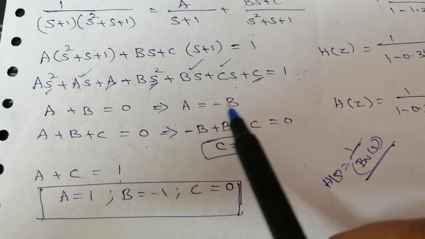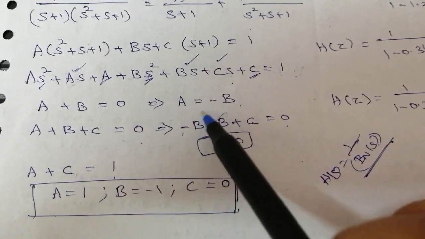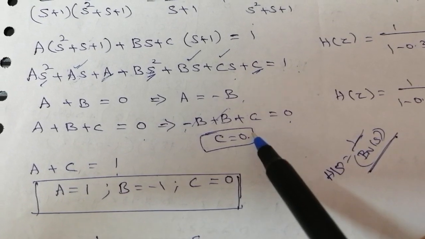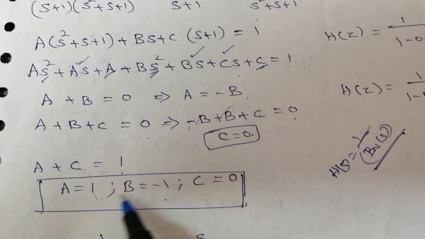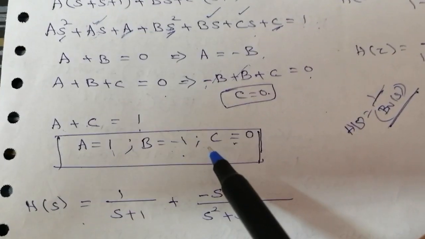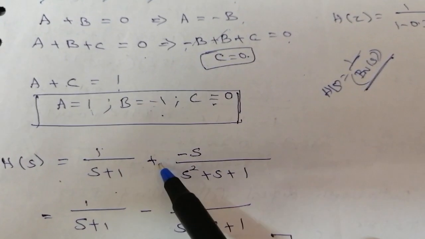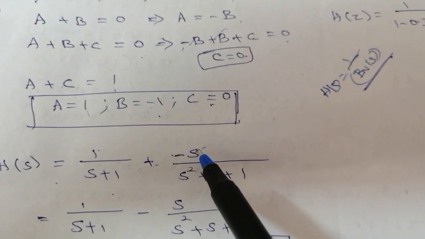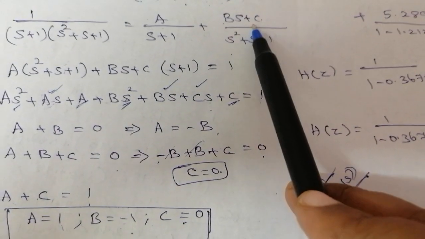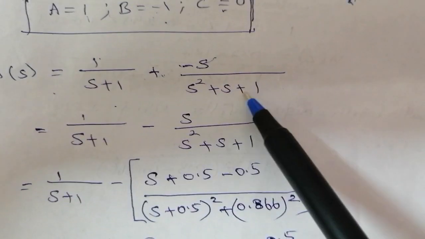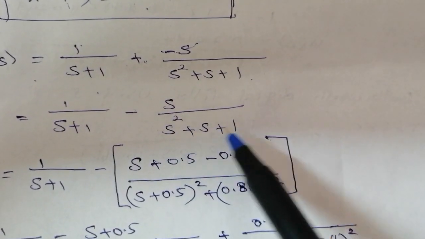So from this, A equal to minus B. Let's substitute A equal to minus B. So minus B plus C is equal to 0. These two terms cancel, so C is equal to 0. C equal to 0 means A equal to 1, and A equal to 1 means B equal to minus 1. So these are the A, B, C values. Let's substitute them in these equations, right? So A value 1 divided by s plus 1, plus B value minus 1, so minus 1 into s, and C value 0, so minus s divided by s squared plus s plus 1. So 1 divided by s plus 1, minus s divided by s squared plus s plus 1.